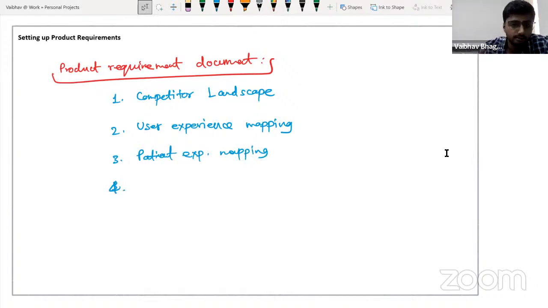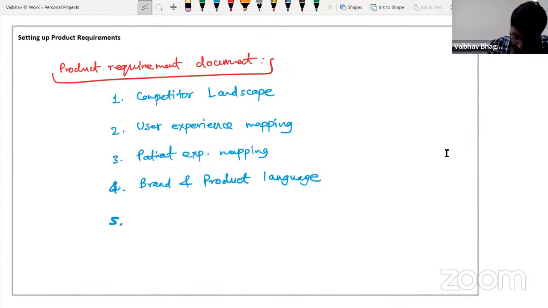After this, we go on to the part where we want to define the product language or the brand language of the product and the company. So basically, you have done some analysis in 1, 2, and 3. Now you want to make a solution or make a product which is different from what the competitors are doing. So here we go on to defining the, and then we go on to feature definition level.